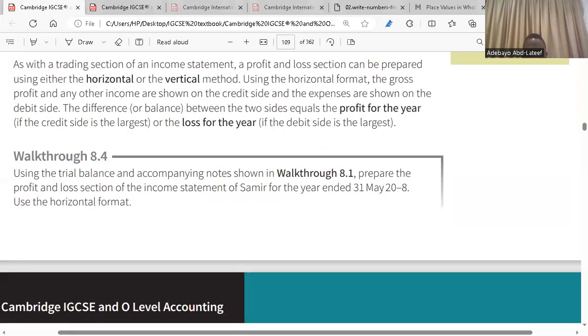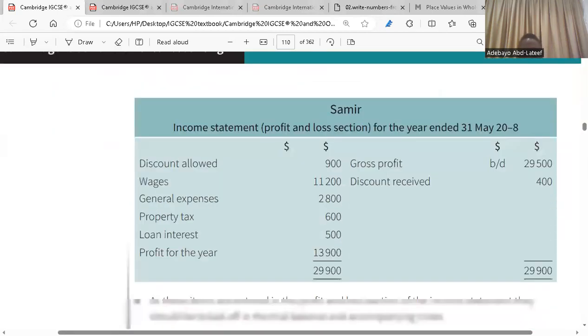So let's go down now. So here we have the horizontal. On the horizontal here, we have the expenses on the debit side and income on the credit side with your gross profit. So discount allowed is an expense. That means you gave your customer some discount, which becomes a part of your own expenditure. Wages, you are paying your workers, so it is an expense for the business.